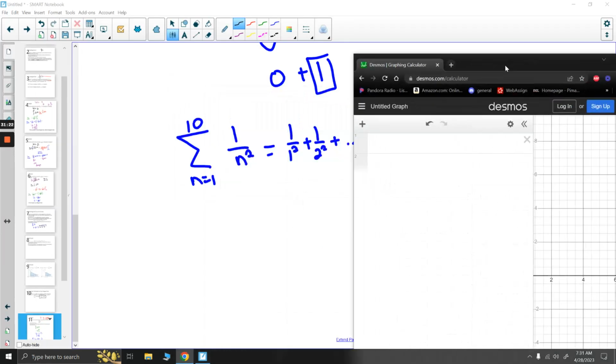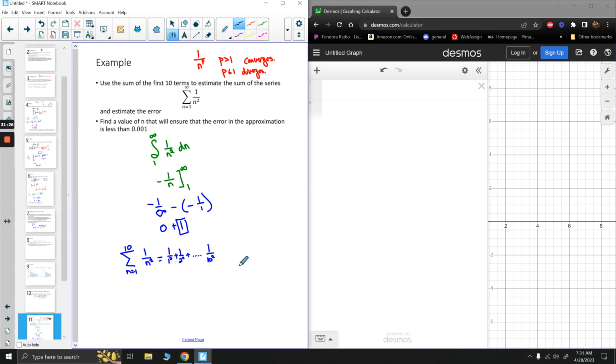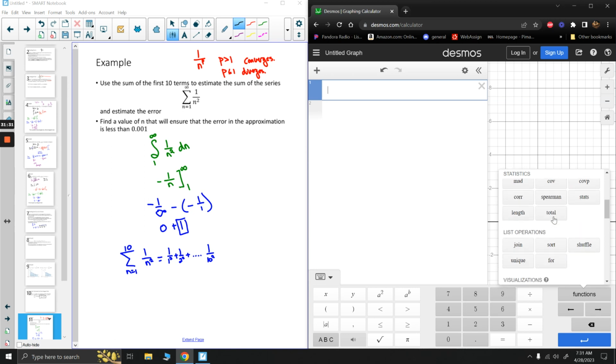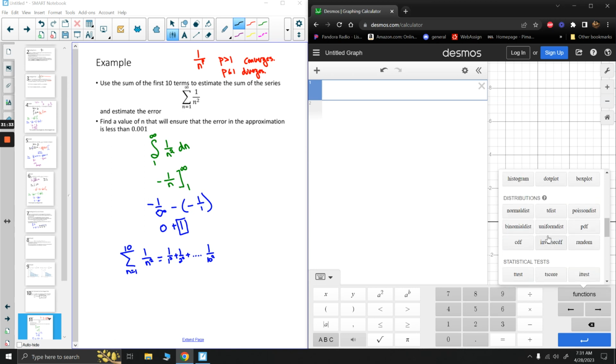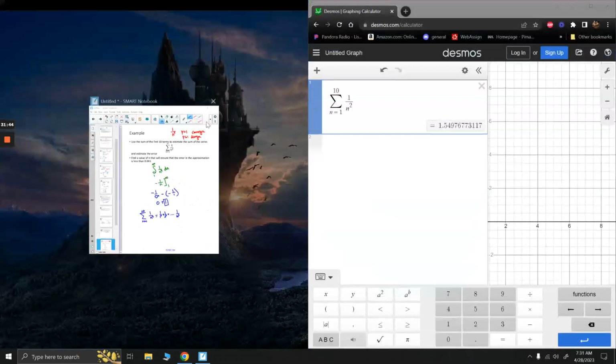You can also do it on a TI-84 and things like that, but I don't have an emulator of that on my computer, so I'm not going to bother showing you. But it's in sums. If you hit functions here on the keyboard and go down to calculus, you can find a sum, n equals 1 to 10. Then you type your sum in, 1 over n squared, and we can get our sum here.